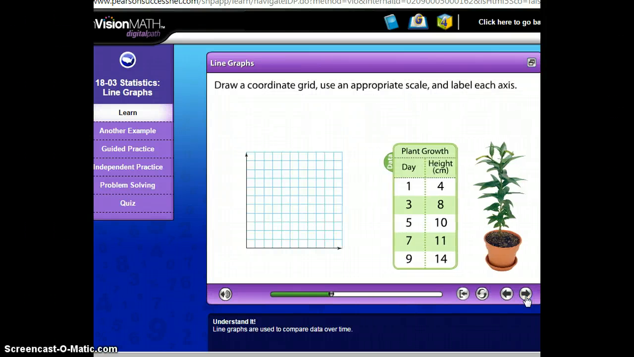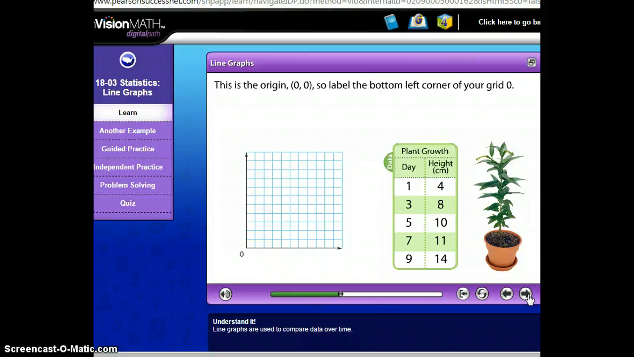Draw a coordinate grid. Use an appropriate scale and label each axis. Okay, so we have X-axis here, Y-axis here. We're going to label one of them day and one of them height in centimeters. What coordinates go in the bottom left corner of your grid? This is the origin, 0, 0. So label the bottom left corner of your grid 0.